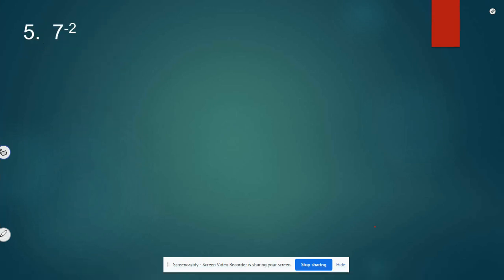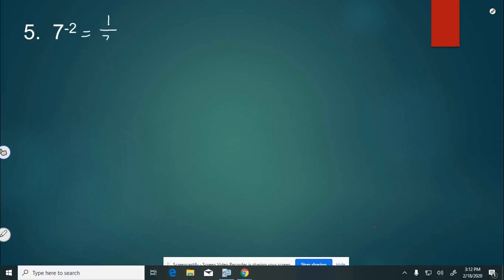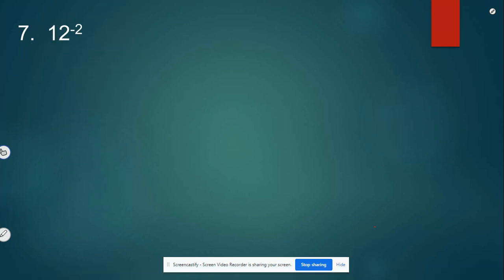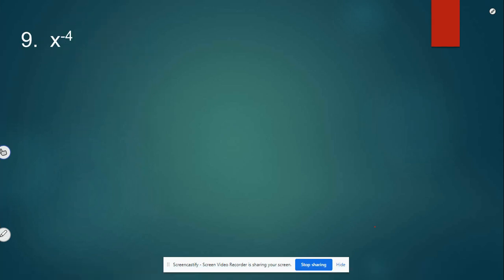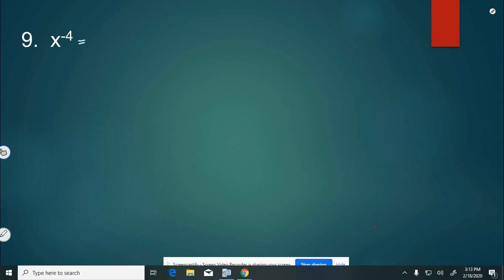Number 5, 7 to the negative second is going to be 1/7 squared. And we all know that 7 squared is 49, so it's equal to 1/49. 12 to the negative second is going to be equivalent to 1/12 squared. And again, we all know 12 squared is 144, so it's 1/144. Number 9, same idea, but now I can't actually evaluate it, so I just want to get rid of the negative. It's the same as 1/x to the 4th.